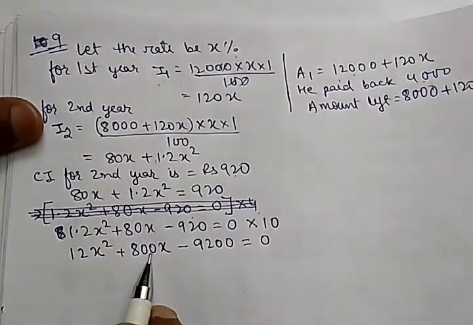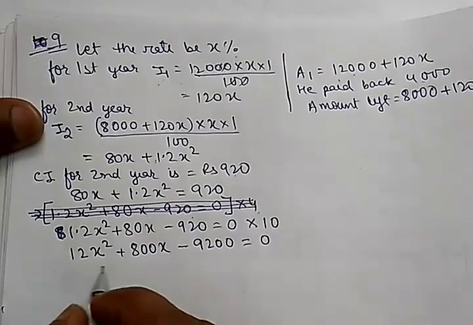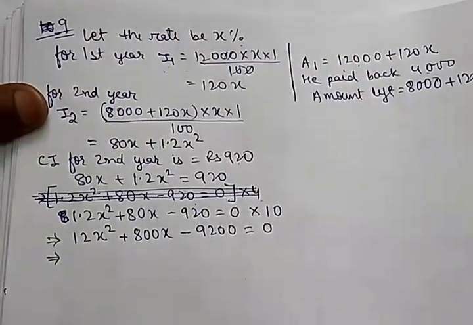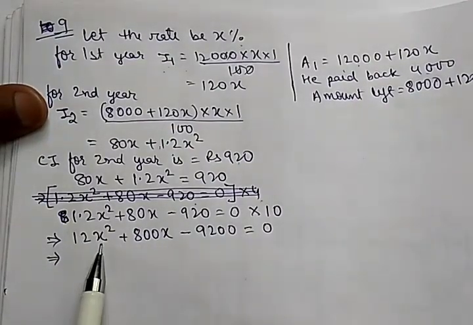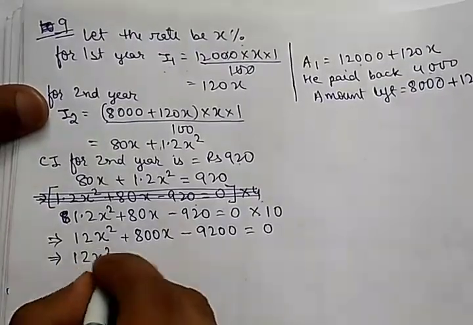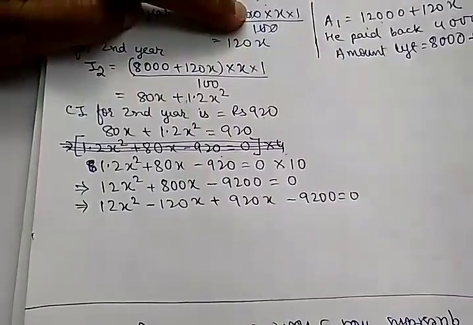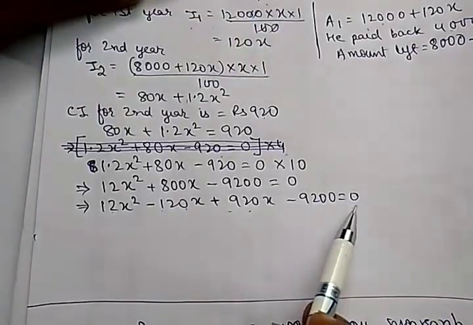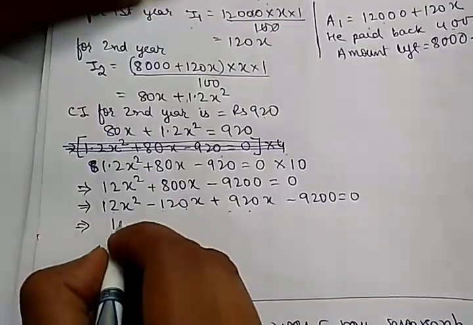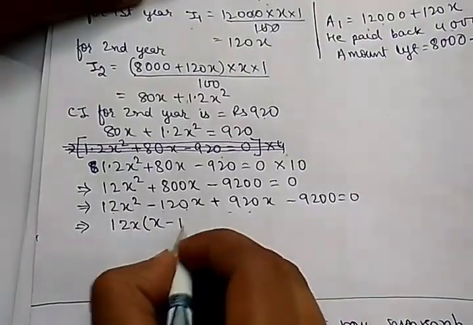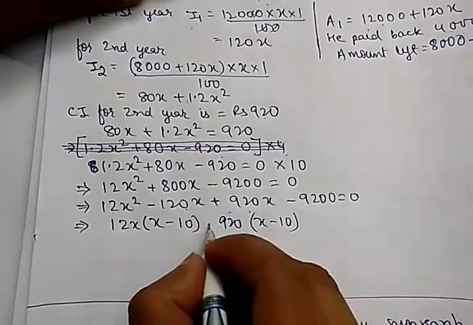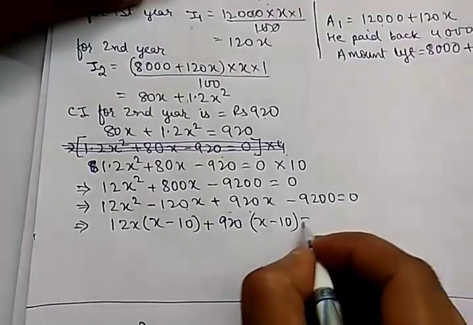So now we will do the middle term break that we learn in class 9, that you must learn in class 8, middle term break. So how will it break? Let us see. 12x square, it is breaking by 120 and 920. See, 12x square minus 120x plus 920x minus 9200 equal to 0. Taking common 12x, we get x minus 10. Here will be x minus 10. We will take 920 as the common, and this will be sign plus, so equal to 0.